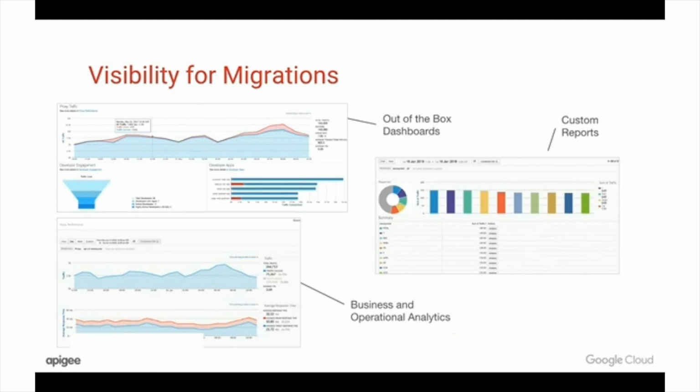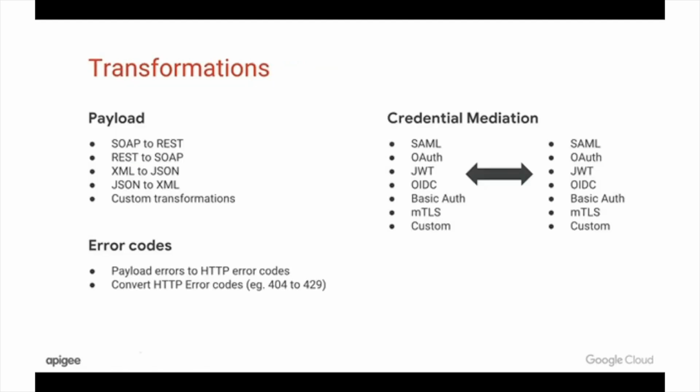These are some of the out-of-the-box analytics reports which we provide, which help you to see from throughput to developer adoption of APIs to traffic usage patterns and things like that.